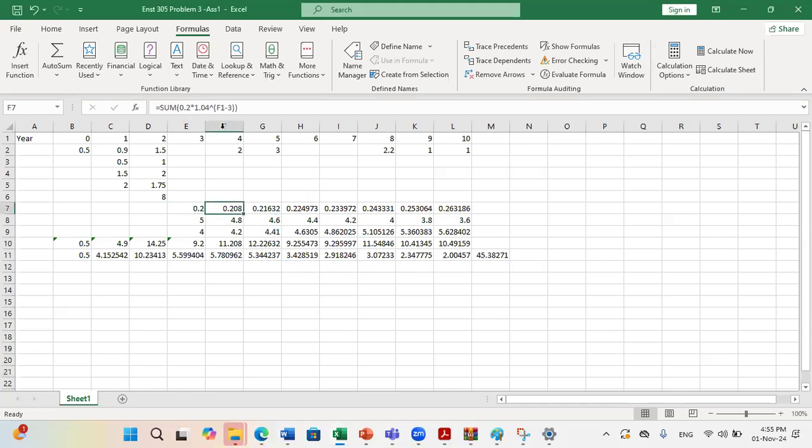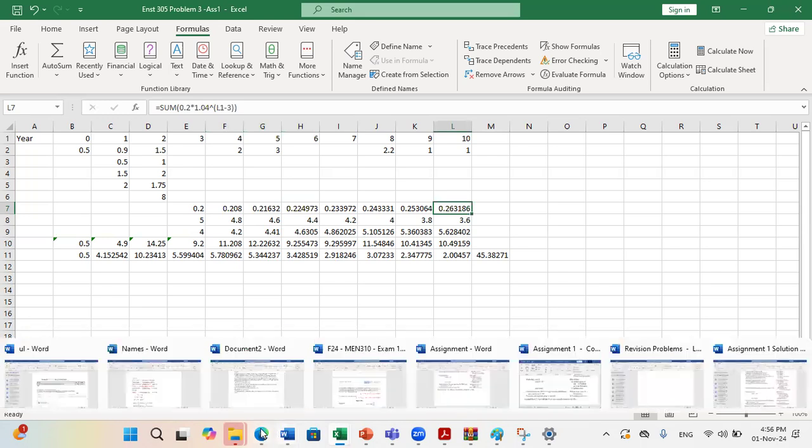Now for year 4, I just write the formula in Excel: 0.2 times 1.04 to the power the number of year, which is F1, okay, minus 3. And now you just drag your pointer, and then you can get the values for all remaining years. You just have to implement the formula once, and you can get for all remaining years what will be the cost.